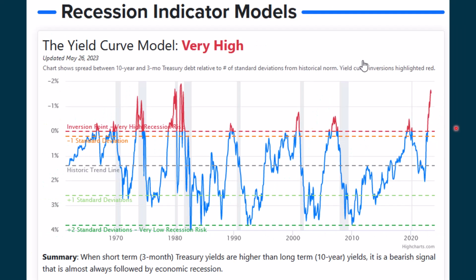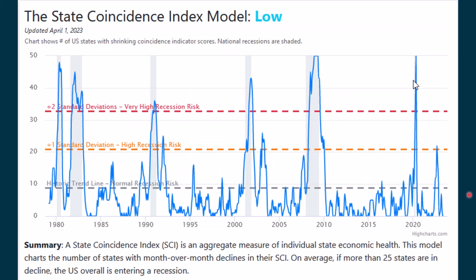Then we have some recession indicator models that we look at. Right now, the yield curve model is very high because we have so many yield curves that remain inverted. Also, we look at the state coincidence model. The more this goes up, the more likely we are headed into a recession. Right now, this reading is quite low.